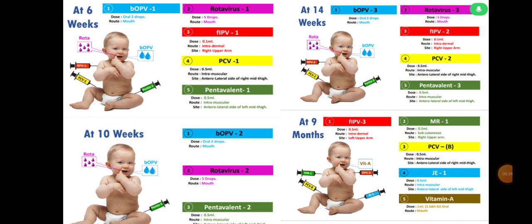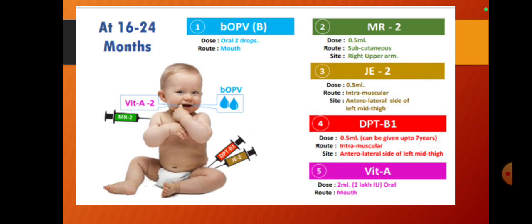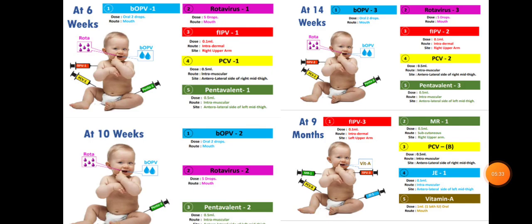Here the FIPV means fractional dose of inactivated polio vaccine. PCV vaccine, it is the pneumococcal conjugate vaccine. It is a pneumococcal vaccine made with the conjugate vaccine method and used to protect infants, young children and adults against disease caused by bacterium Streptococcus pneumoniae.